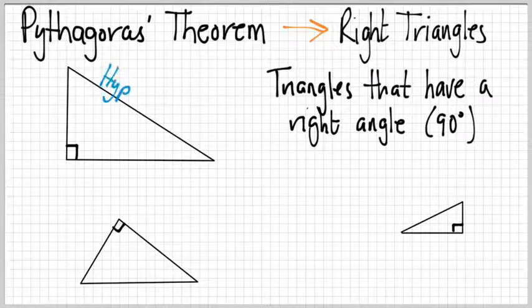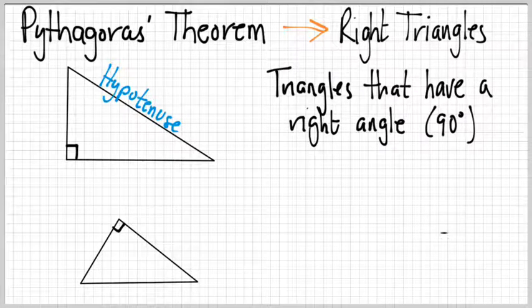And then each side has a name. This side here is called the hypotenuse. A lot of people say, oh, that's the longest side of the triangle. Well, it is. It turns out it is. But the way we define the hypotenuse is not from the fact that it is the longest side.